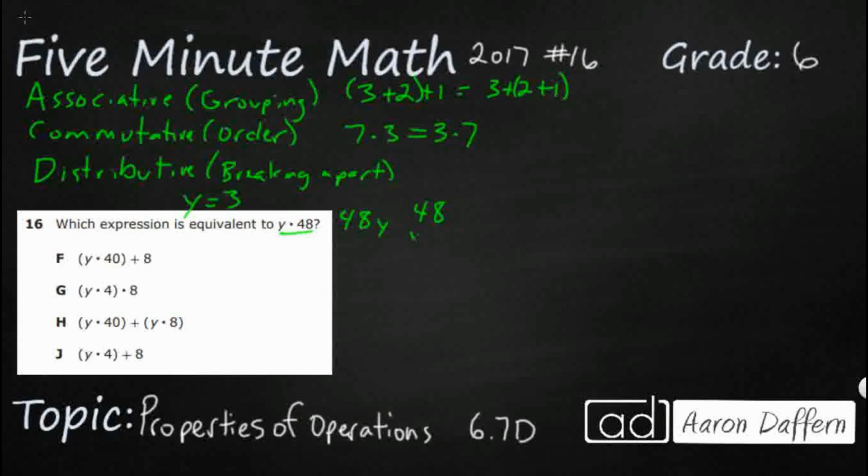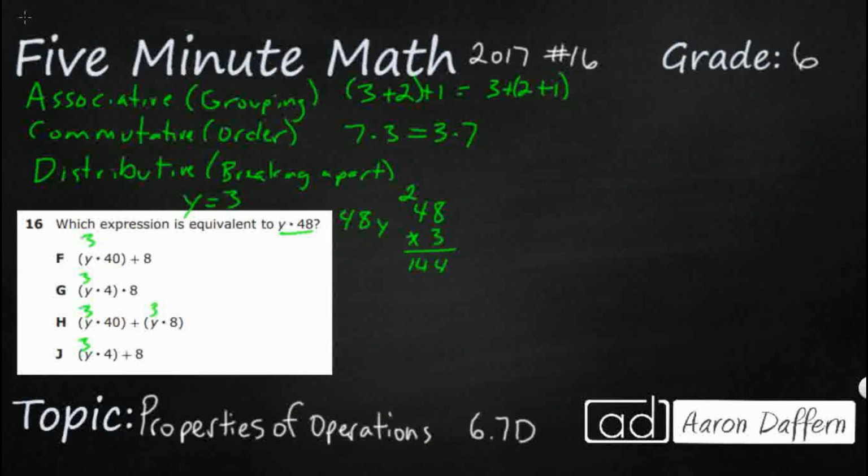So 48 times 3. 4 times 3 is 12, the 2 back in, so 144. So we need to plug in 3 in each of these situations here, and then see which one of those equals 144.